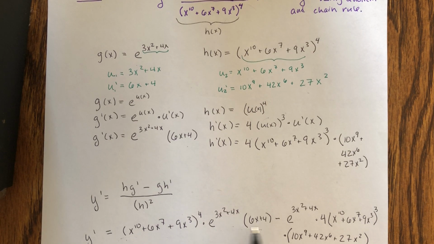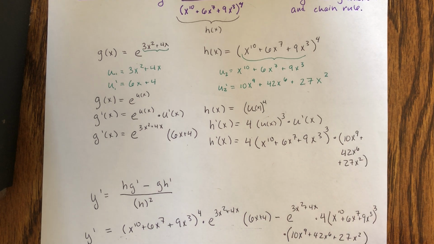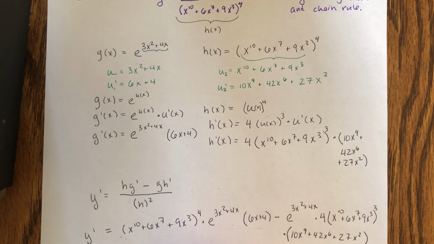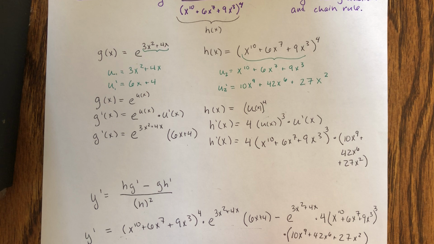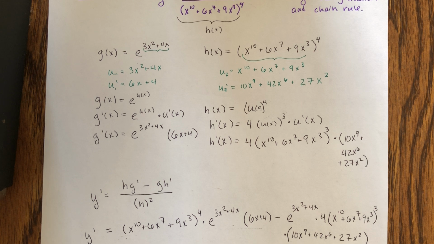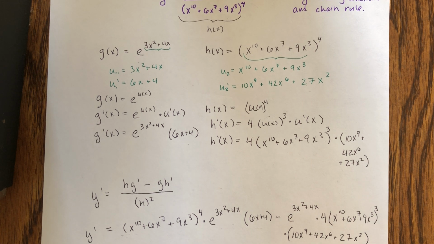That's h g prime minus g h prime. All of that's going to be divided by the original bottom function squared. So x to the 10 plus 6x to the 7 plus 9x cubed to the 4th is our original bottom function, and we're going to square it. Or you could just think ahead and say, I'm squaring this function raised to the 4th power, so you multiply the exponents and say this is this polynomial raised to the 8th.